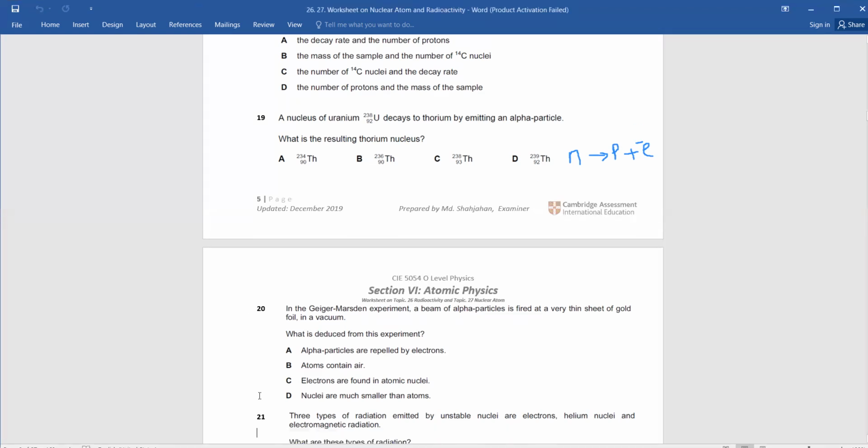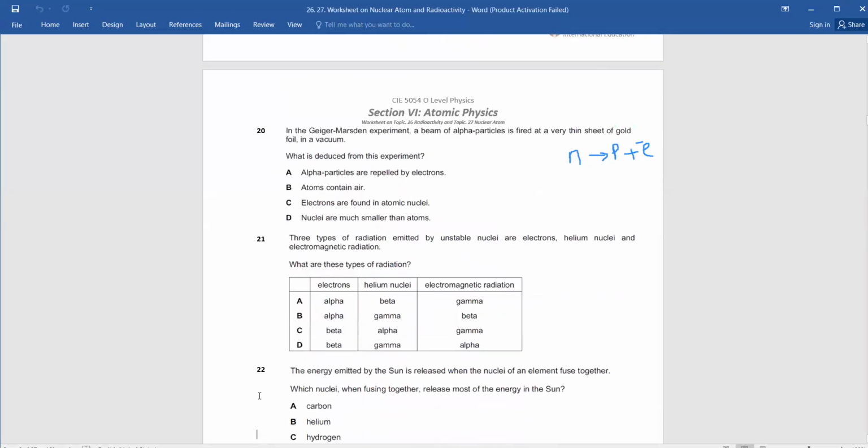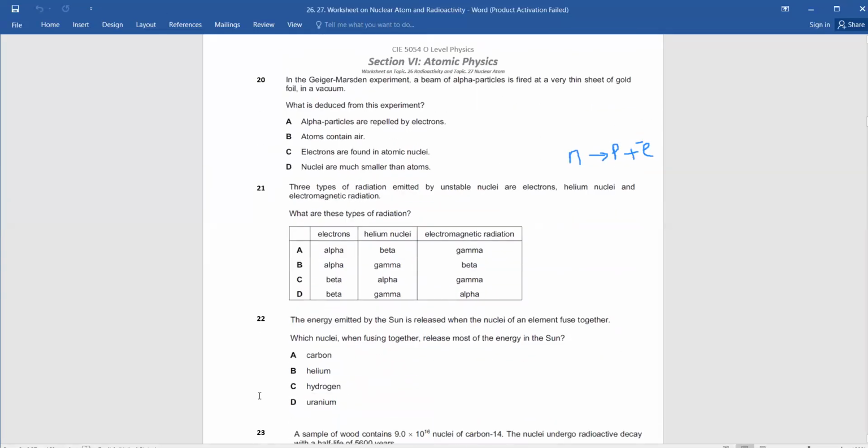We continue 21. Please continue 21, Ifaz. This one is very easy. 21, you can get the answer easily. Three types of radiation emitted by unstable nuclei are C. electron, helium nuclei, and electromagnetic radiation. C হবে না স্যার? Yes, yes.